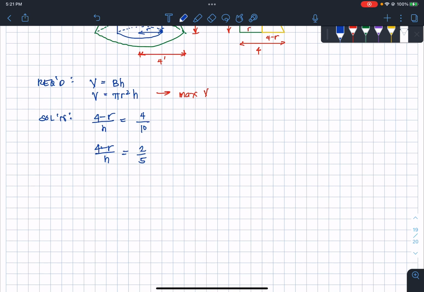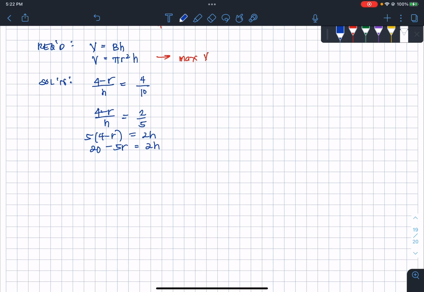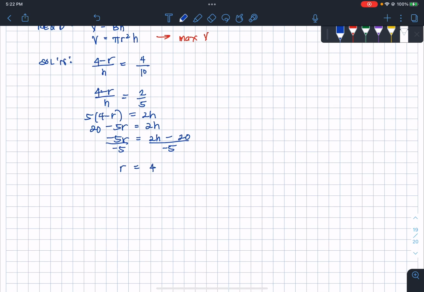And we cross multiply, so we'll have 5 times 4 minus R equals 2H. So this would be 20, so minus 5R is equals to 2H. So negative 5r is equals to 2h minus 20. Then we divide both sides by negative 5. So what is r then? So r will be, unahin ko na yung positive. So negative 20 over negative 5. So it will be positive 4.